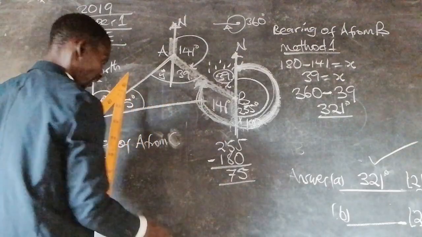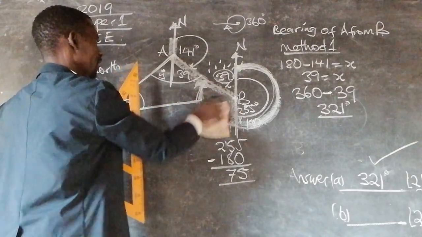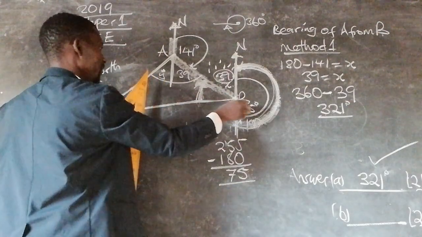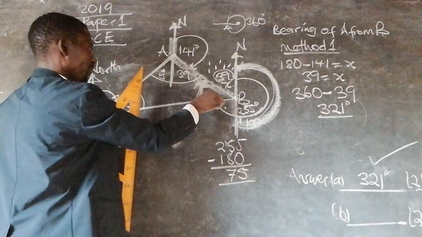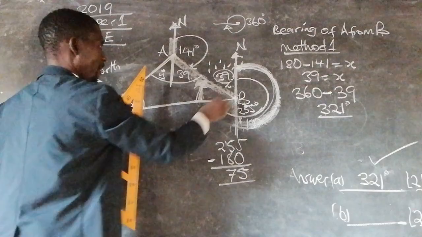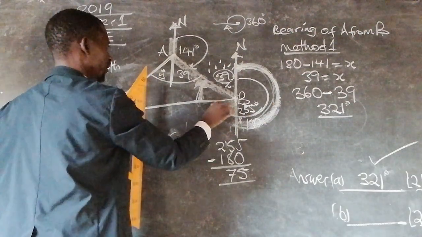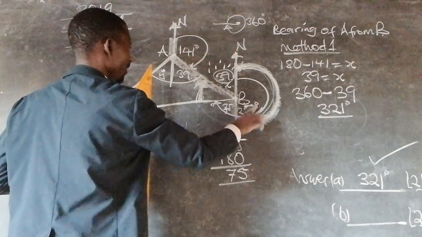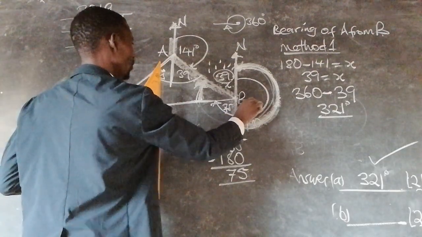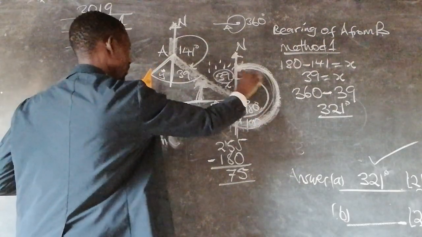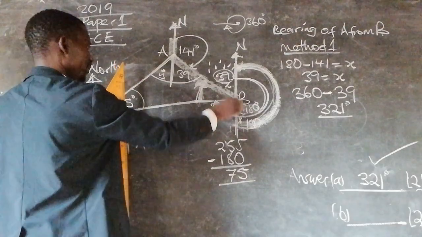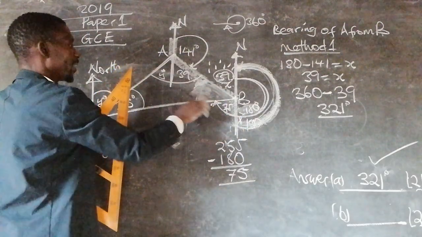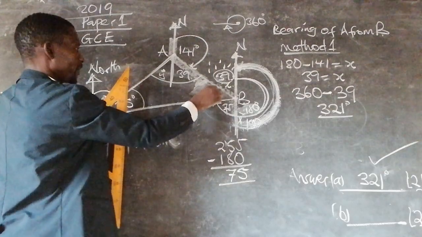Do you know where this 75 degrees is going to be? The whole of this is 255 up to that. But up to that it is 180. So this is 75, and this is 180. So this 255 is the sum of 180 plus 75 from there to there. So this is 75. Now, by doing that, we need also to know the angle that is going to be here.